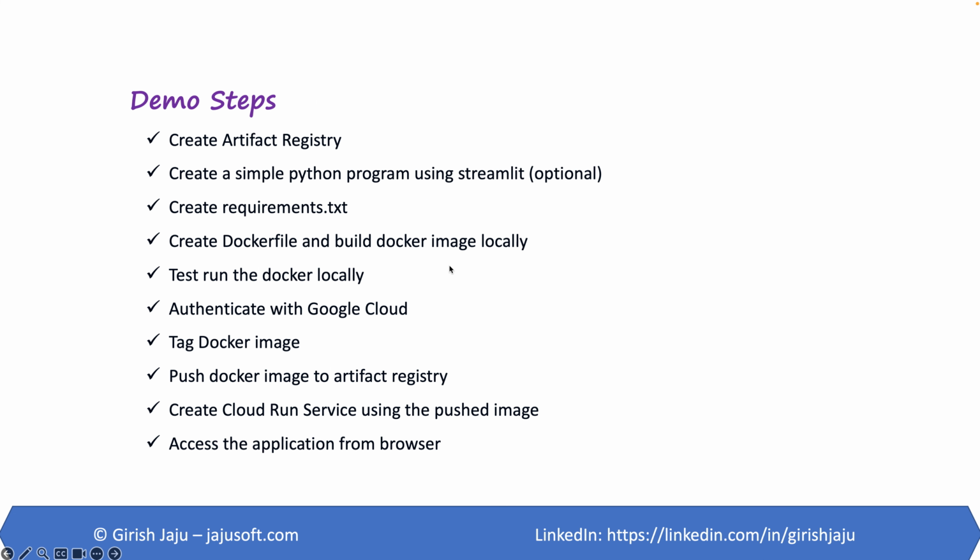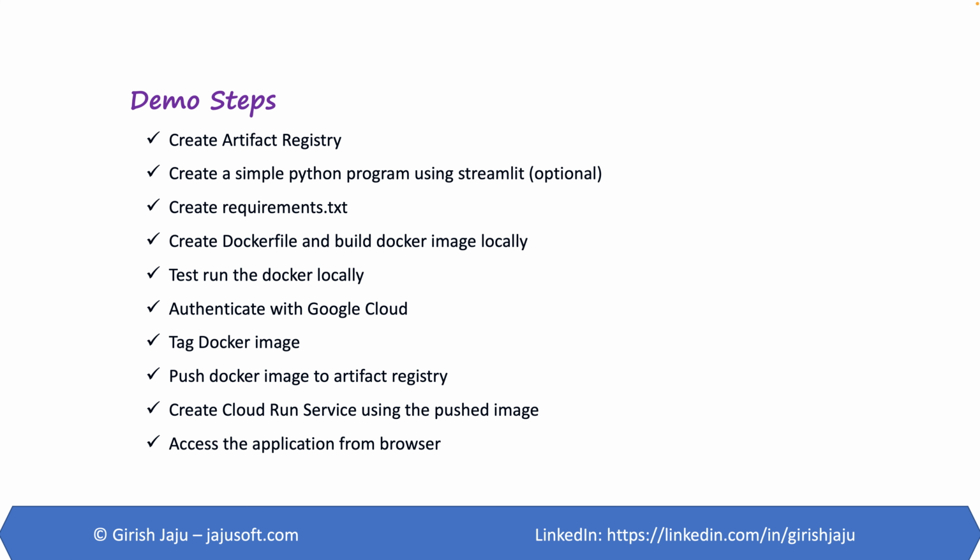So in this tutorial, what will we be doing? We will create an artifact registry. We'll create a very simple Python program using Streamlit. It could be anything as long as we can create a Docker image out of it. So I'll just use a pre-built Python program with Streamlit just to show a demo. Create the requirements text for all the dependencies. Create a Dockerfile to build a Docker image. We'll test the Docker image locally.